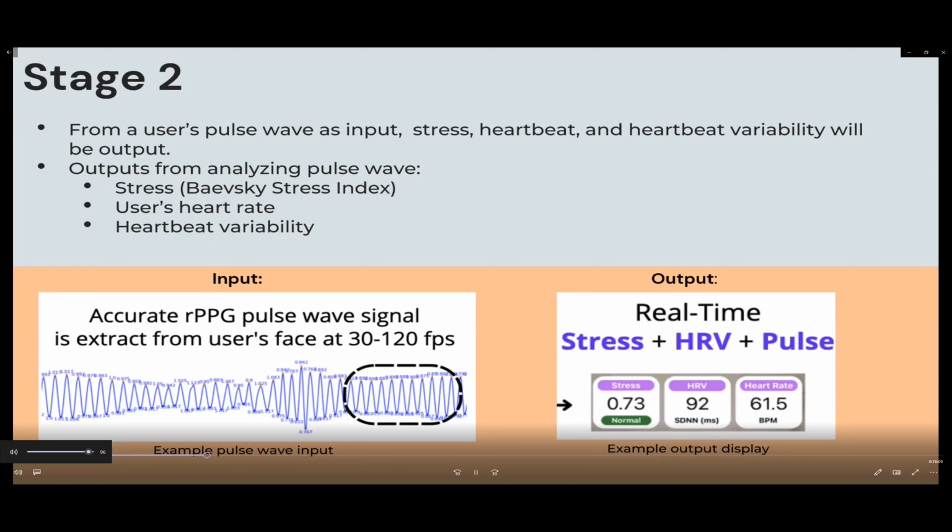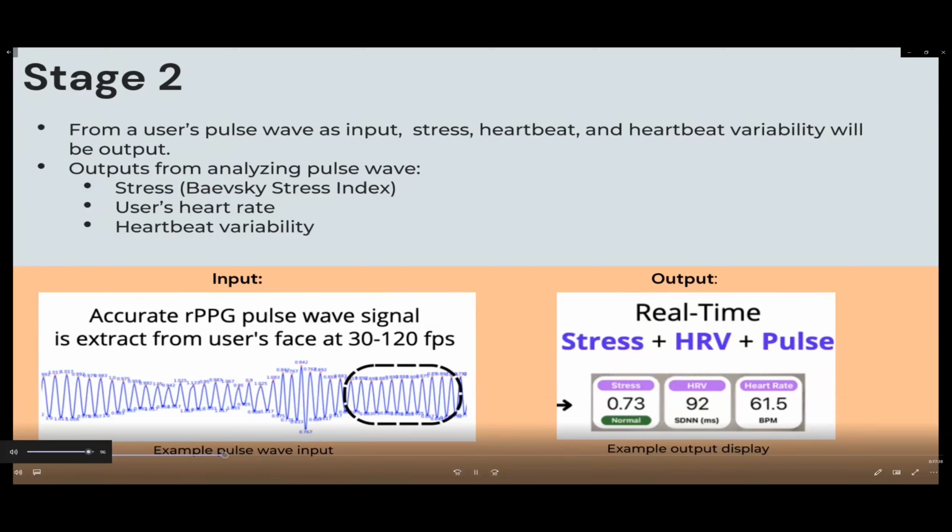However, this is just the brief overview: you open the camera of the app, and from that it can scan across your face and output this pulse wave, which then, as input to this stage 2, is able to be analyzed to compute the stress, the heartbeat, and the heartbeat variability for a user. And this stress is going to be measured in the Baevsky stress index, which we're going to discuss more later with the formulas.